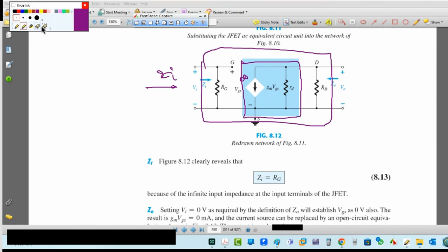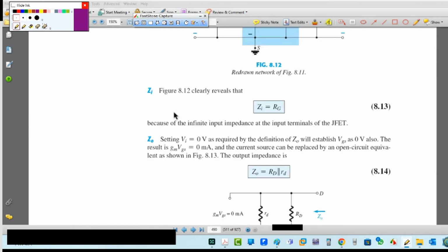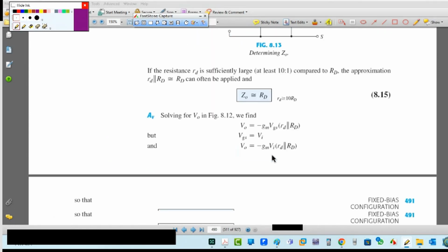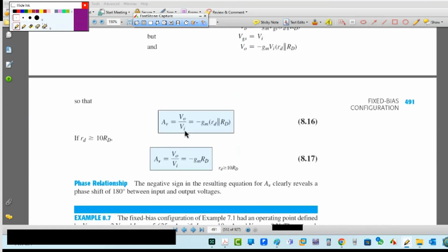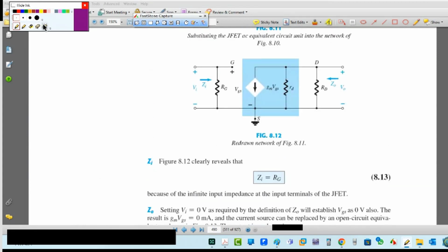Okay. Now, I guess you can find the values easily. We solved this example before. ZI here is RG. ZO is this with this in parallel. Then we need to find AV and AI. This is ZI. ZO is RD, sometimes you can ignore. AV is VO over VI. If you remember, VO, this is opposite. I solved it before. VO is minus GM VGS.